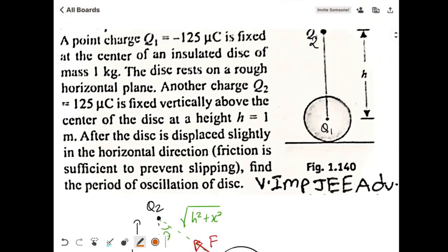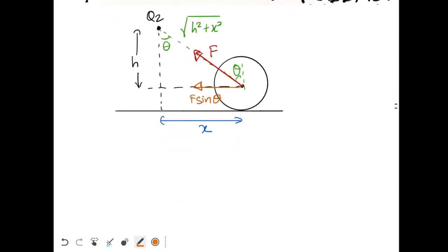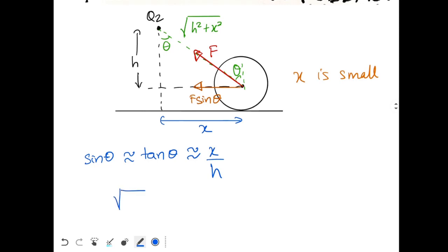Okay. Now let's understand something. The question says that displaced slightly means displacement is small. X is very small. So if x is small, I can write down sine theta is approximately equal to tan theta is approximately equal to x by h. Okay, exactly equal to anyways, but yeah, x by h. One more thing, we have under root h square plus x square will be approximately equal to under root h square because x is negligible. So this is equal to h.